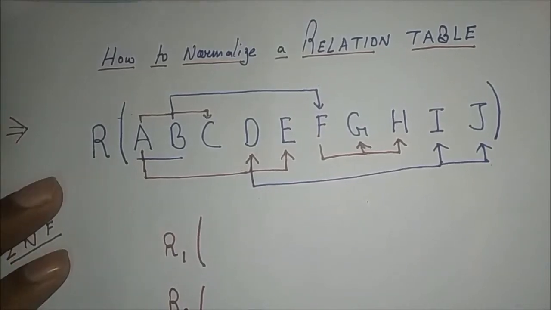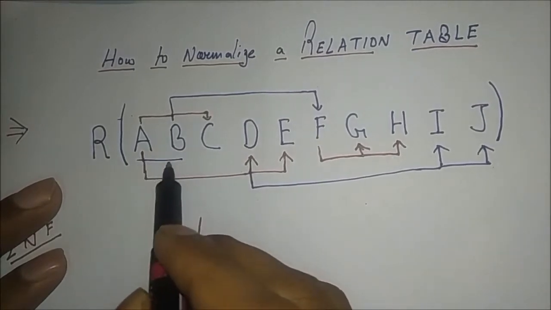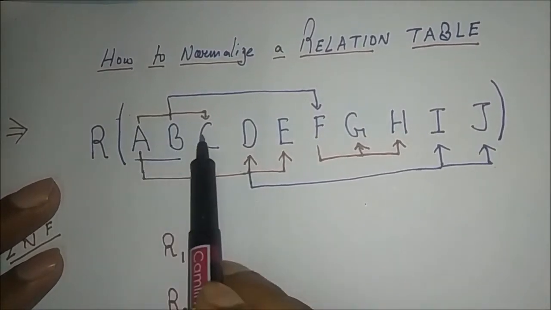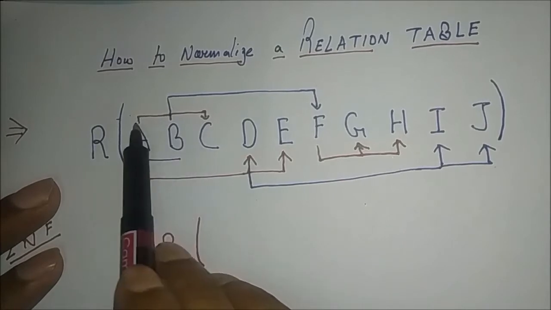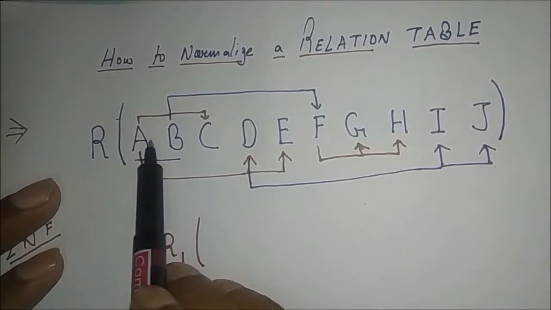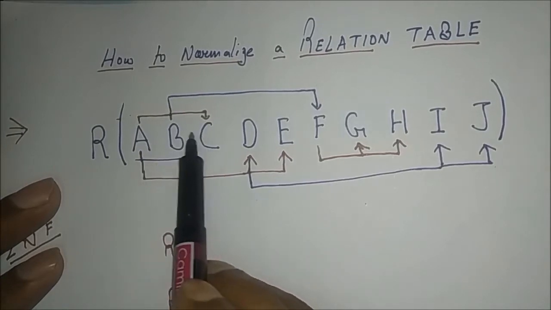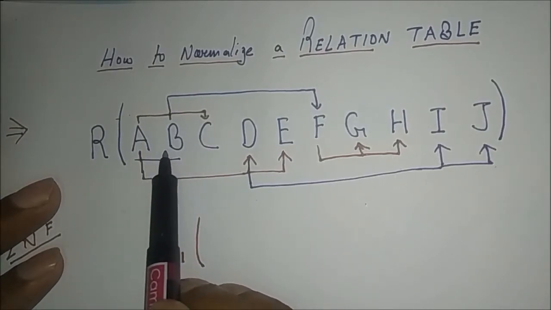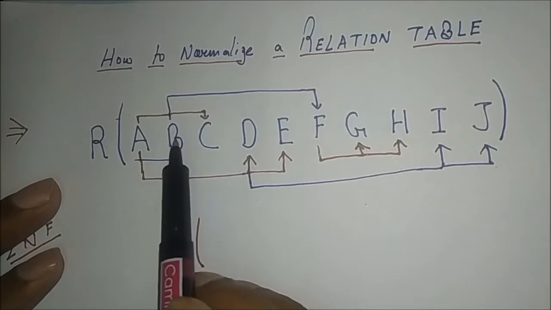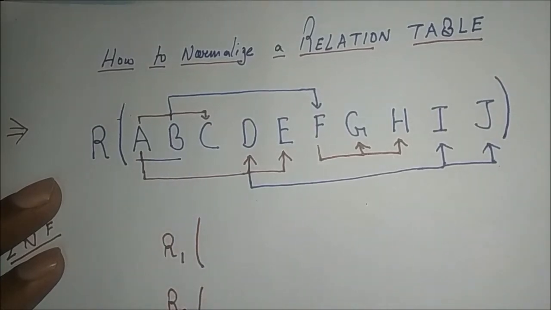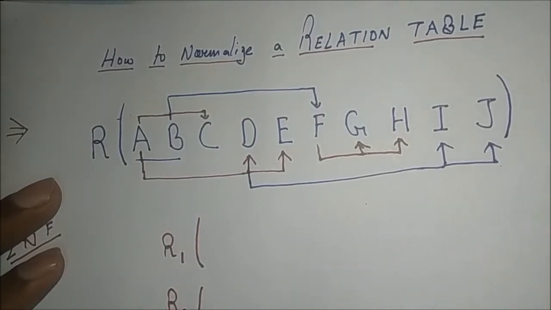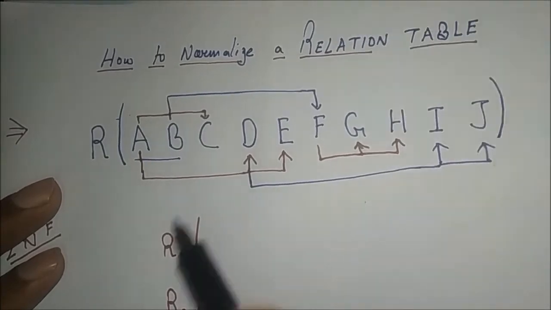Now see, this is the given relation and AB is the candidate key. See here, C is depending on AB. C is depending on both attributes A and B, on the full candidate key. So there is no partial dependency. 2NF removes partial dependency and 3NF removes transitive dependency.